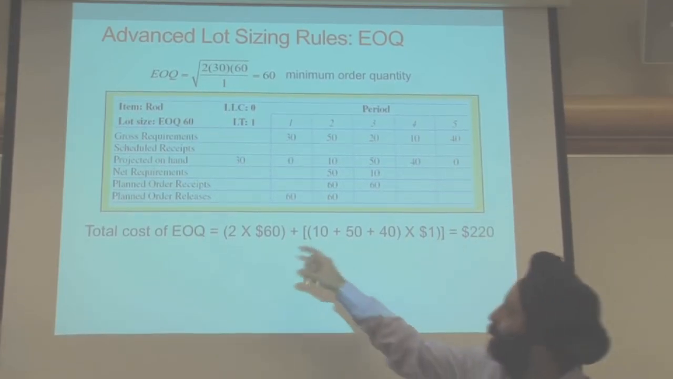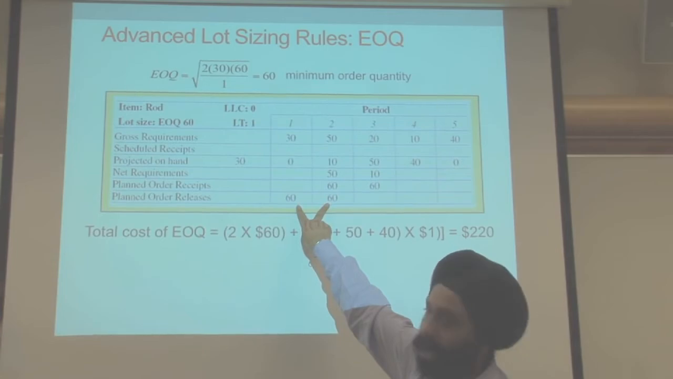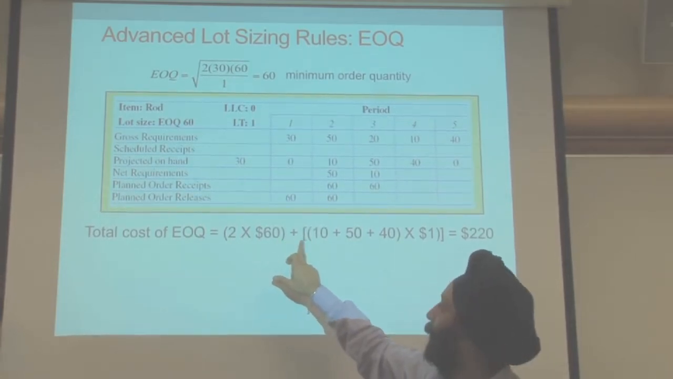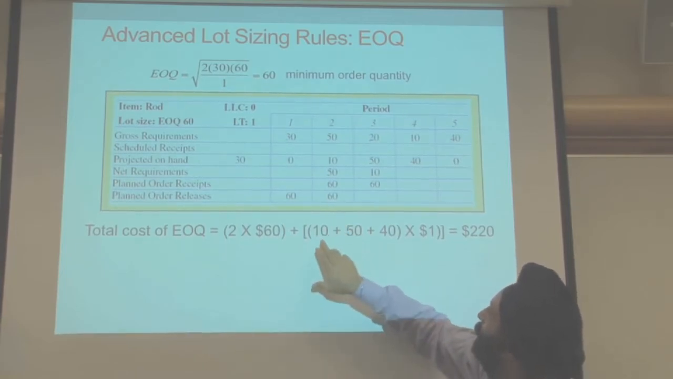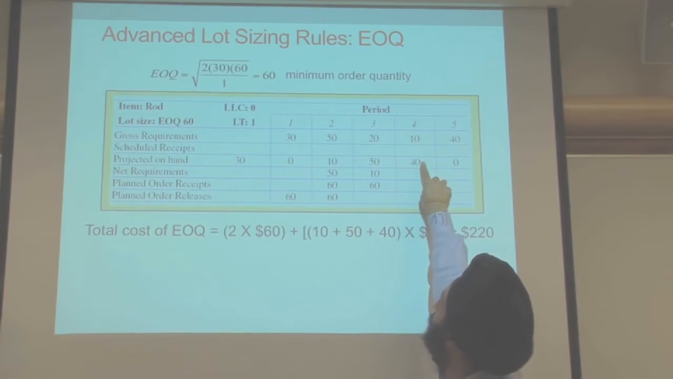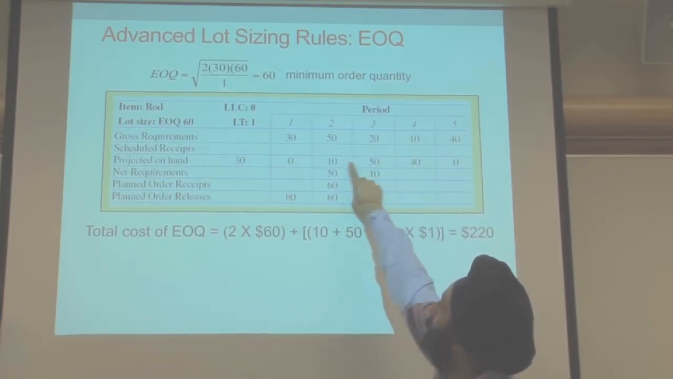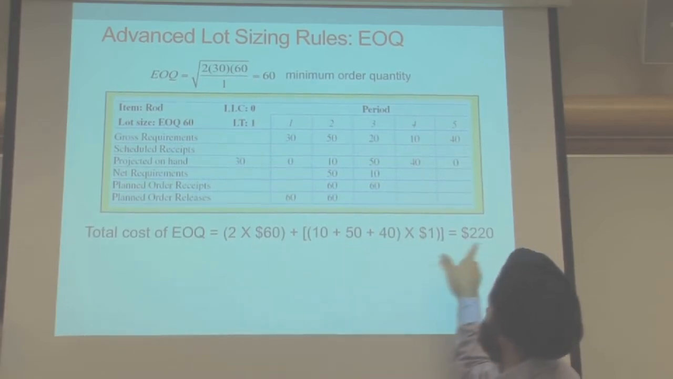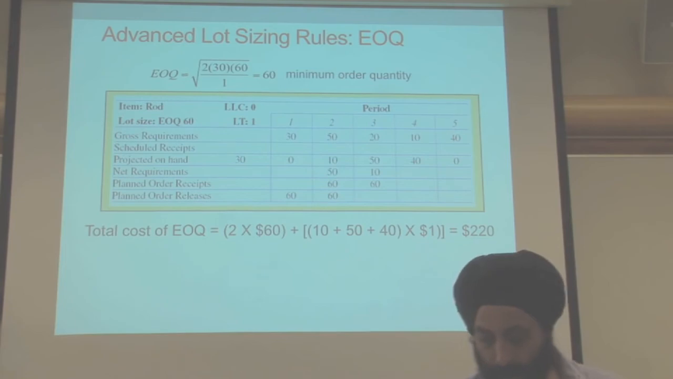So in this case, notice that we order only 2 times. That is a total of 2 times $60 of ordering cost. And in terms of the carrying cost, you have 10 units over here, 50 units over here, and 40 units over here. Altogether, that's 100 units times 1, which is $100. So 120 plus 100 is $220, which is the economic order quantity cost.